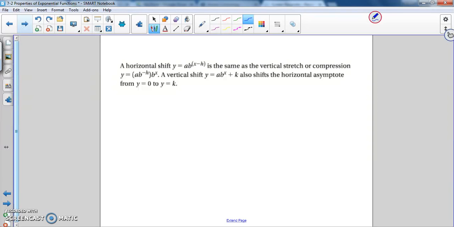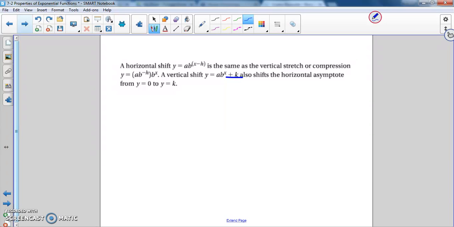So a horizontal shift is y is equal to a times b to the x minus h, which is the same as the vertical stretch or compression, y is equal to parentheses a times b to the negative h times b to the x power. So if we're adding or subtracting in our exponent, we have to think of it as a horizontal shift, and a vertical shift is on the outside.